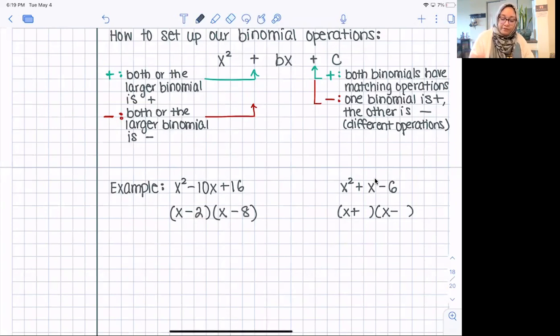Okay. And then for the other one, 6, I can do 1 times 6 or 2 times 3. Okay. 2 times 3 is probably going to give me some form of 1 as my sum. And according to this, the larger number has to be an addition symbol. So it's going to be x plus 3, x minus 2, because 3 is the larger number. All right. Hopefully, if you guys are having trouble factoring in class, this kind of clarifies a little bit how you can make sure you set up the right operations.